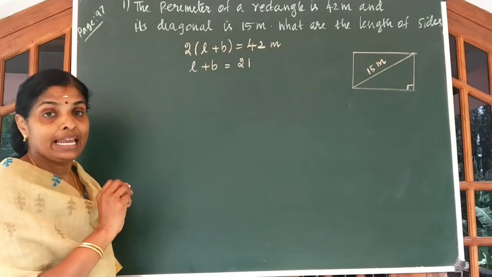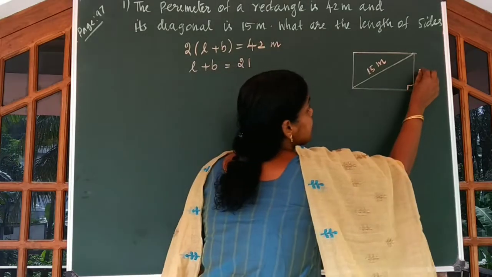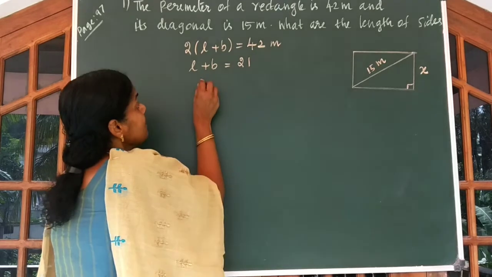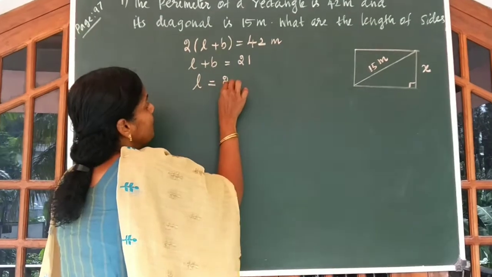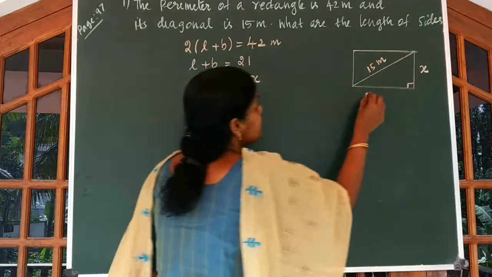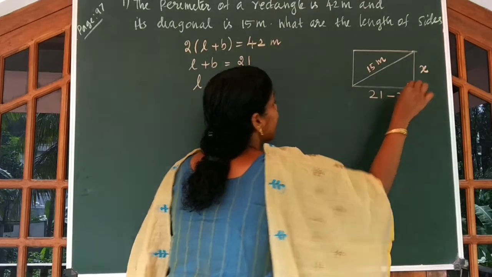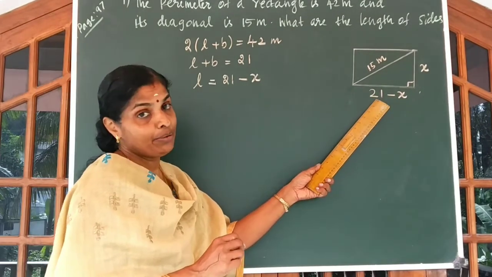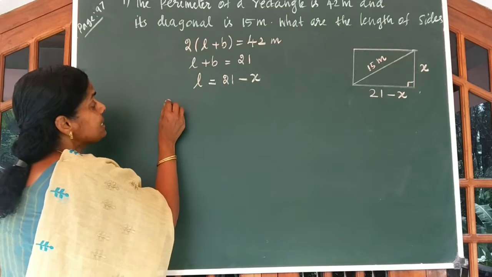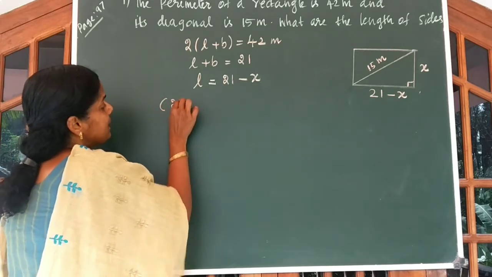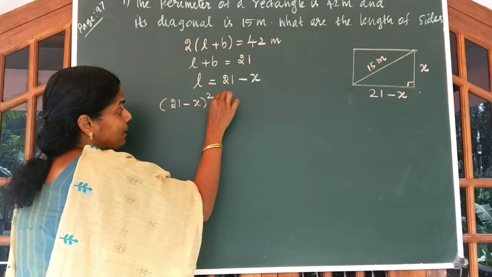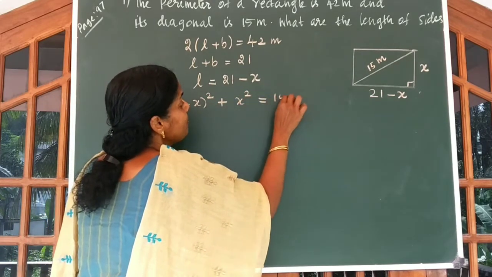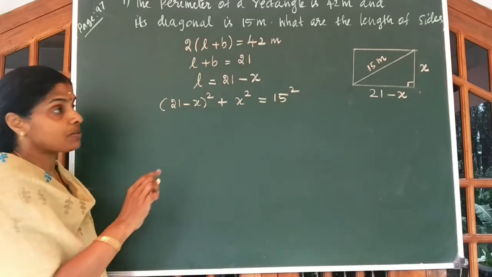We don't know the length and breadth. So let us consider breadth to be equal to x. In that case, you will get length to be equal to 21 minus x. Now let us use Pythagoras theorem to find the value of x. That is, you will get base square, 21 minus x the whole square, plus altitude square, that is x square, is equal to hypotenuse square, 15 square.